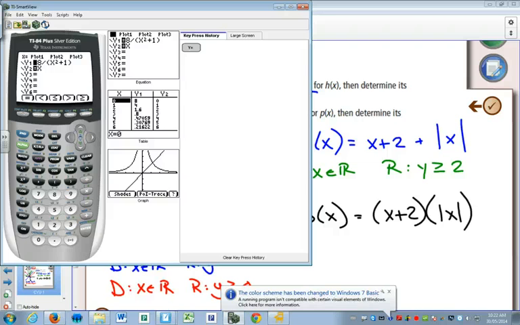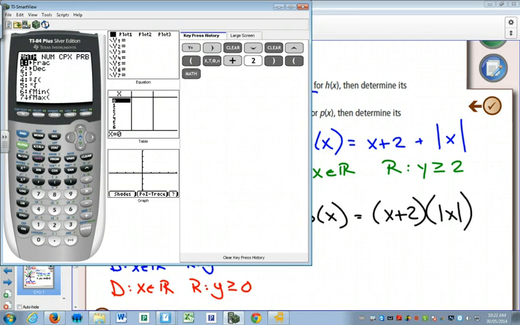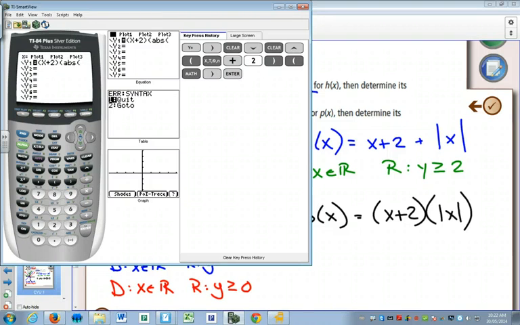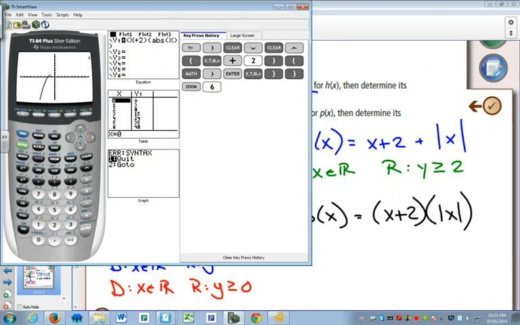So you go to your y equals, you've got x plus 2 multiplied by, now the absolute value can be found under math. Go over to number. Mine shows up as ABS. If you have a newer calculator, it might actually give you the straight lines. Absolute value of x. And we're going to see what this looks like. Woo! Fancy.